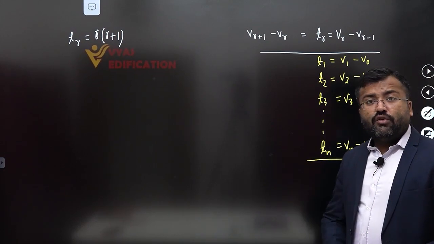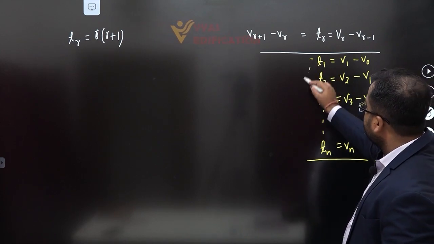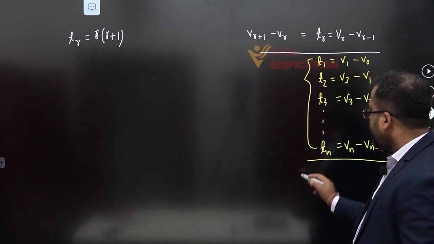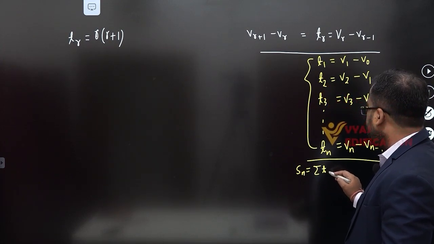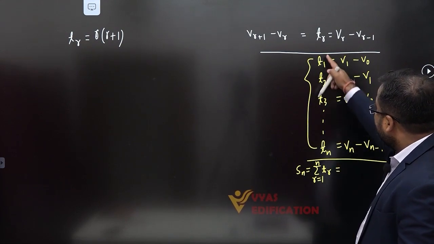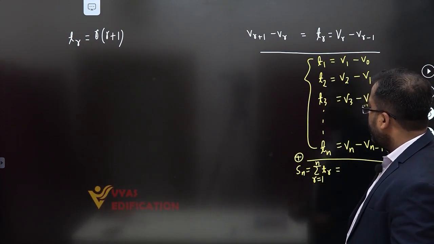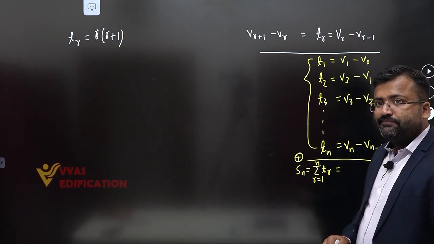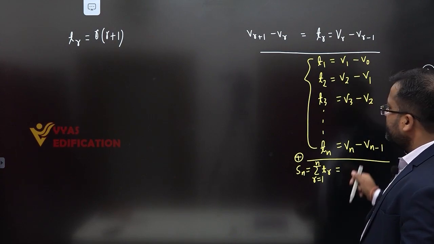And what do we want to do? We wanted to find the summation up till first n terms, right? Summation is the sum of all of these, right? So Sn, which is sigma Tr, r equal to 1 to n, will be the summation of all of this. We add all of them. And on the right hand side, we add V1 minus V0 plus V2 minus V1 plus V3 minus V2.